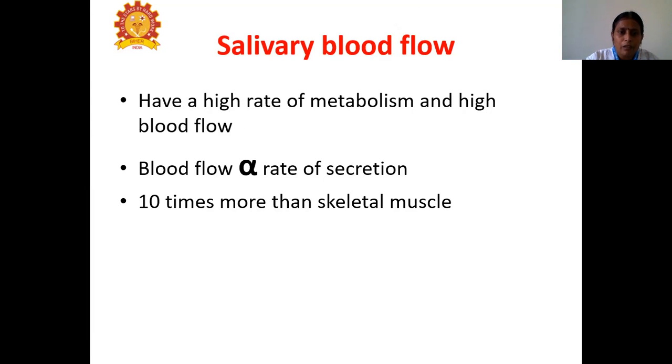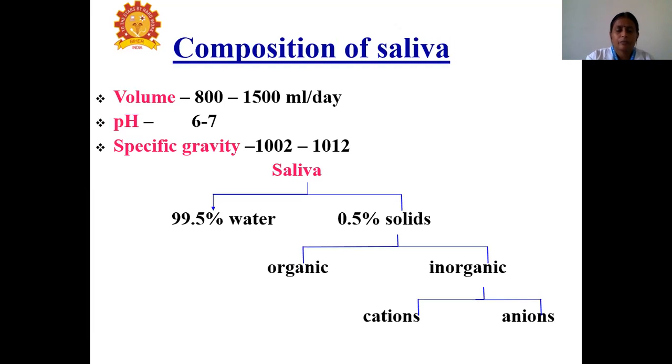So when the blood flow increases, the rate of secretion also increases. The blood flow to the salivary glands is 10 times more than that of the skeletal muscle. Now we'll come to the composition of the saliva. The volume of the saliva is 800 to 1500 ml per day. pH is 6 to 7. Specific gravity is 1.002 to 1.012.